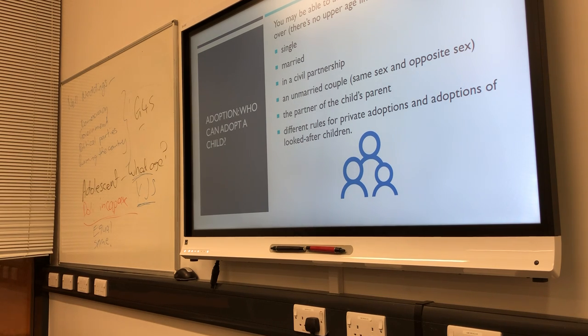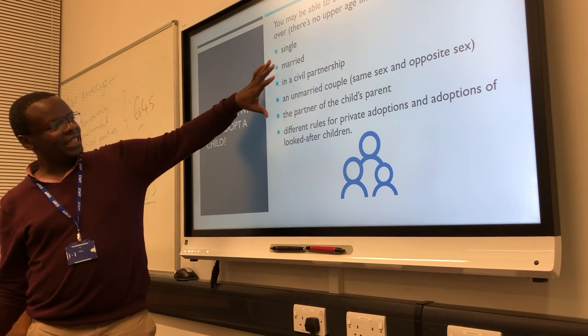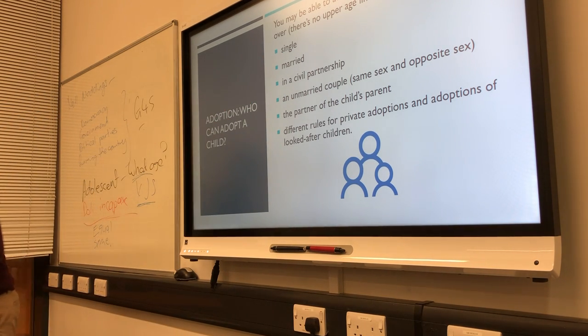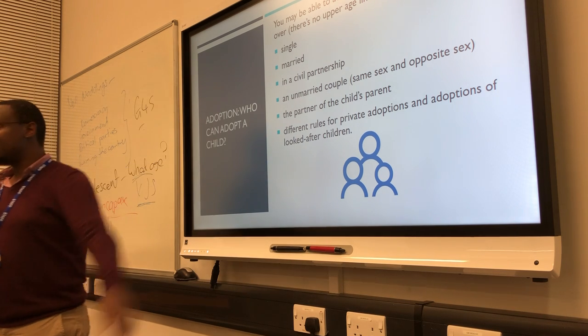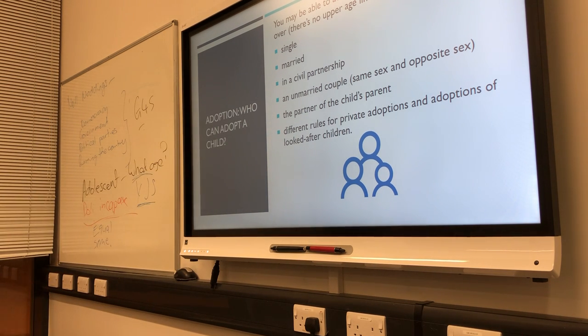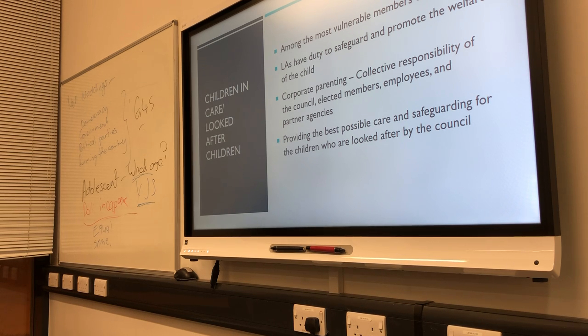This section here is a generic section, and it is just highlighting the fact that if children are involved in private adoptions or adoption of looked after children, then different rules will apply. Children in care, looked after children, are considered the most vulnerable members of society, and therefore local authorities must take responsibility to ensure that these children are protected.